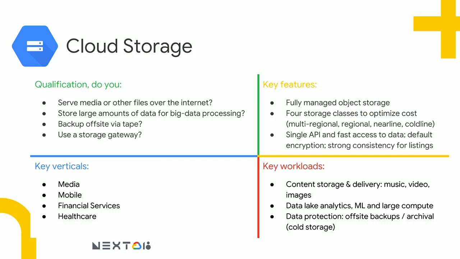Some of the key features about this product. We offer 4 different storage classes. You can choose 2 location types: multi-regional or regional storage. And from there, you can then tier the data down into what we call nearline and coldline. This gives you the ability to have data that's hot, available to serve immediately, but tier it down to colder, cheaper classes of storage if you don't need to access it very often.